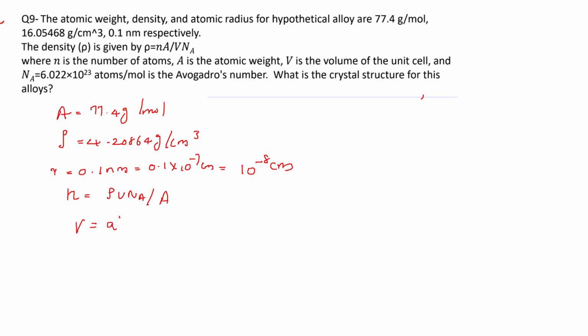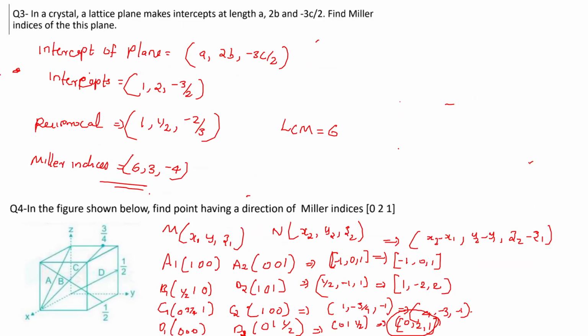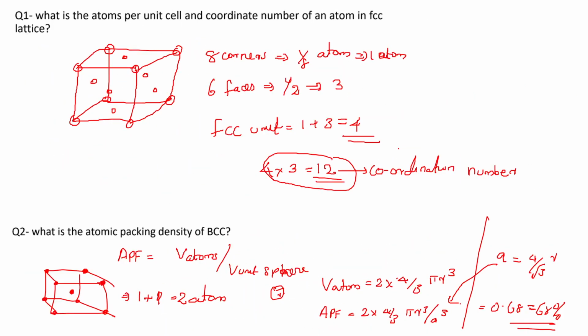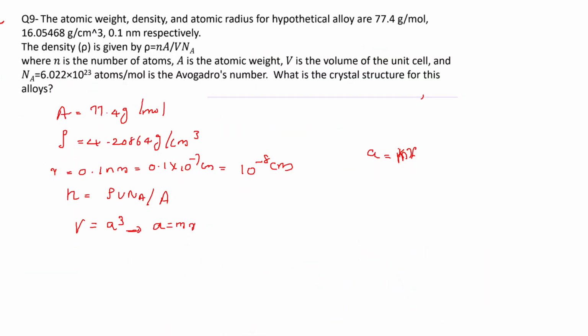Assume that the volume of the unit cell will be a cube. Assume that A will be mR, because for each cubic system the relation between A and R is different. R will be in the formula multiplied by some constant, which we are calling m here. For BCC, we have already seen the relation in the first problem: A will be 4 by root 3 R. Similarly, each cubic system has a different one that we don't know now, so let it be mR.